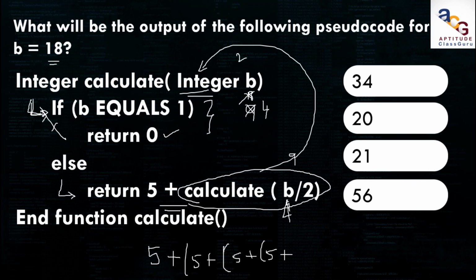What is 2 by 2? The quotient is 1. Calculate of 1. Now the b value is 1. If b equals 1, return 0, so this function is returning 0. This is the recursive function's output. What is the output? 5 plus 5 plus 5 plus 5, 4 times. So the answer will be 20.